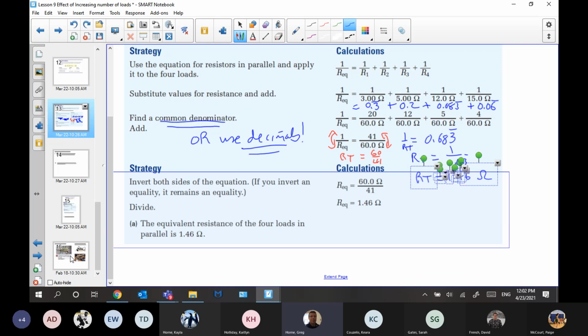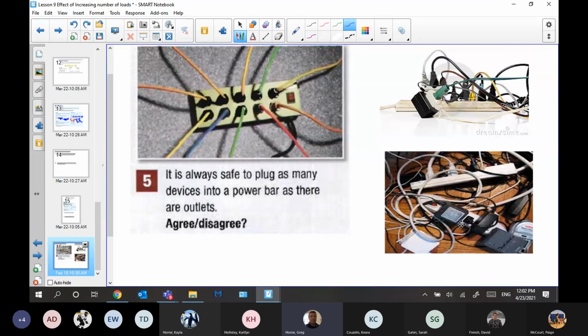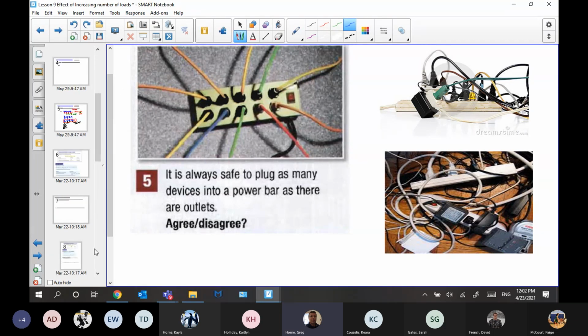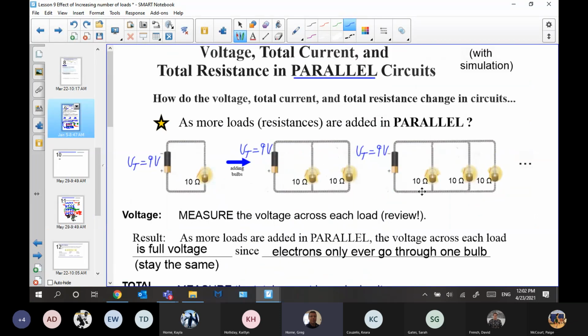Notice the safety concern to do with this. Why is this dangerous? When you have a whole bunch of things plugged into a power bar, or worse, a bunch of power bars plugged into power bars, why is this bad? Because every time you add a new device, that's the same as adding a new resistance in parallel, like this. So keep going, if you had like 100 of these in a row, what happens? The resistance gets lower and lower, which allows more and more current to flow, and eventually too much current flows in that wire.